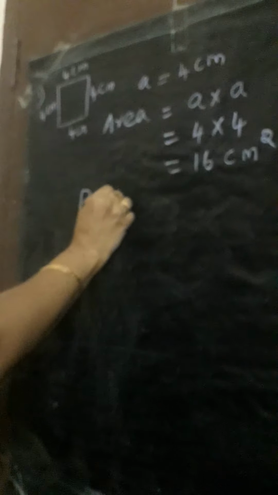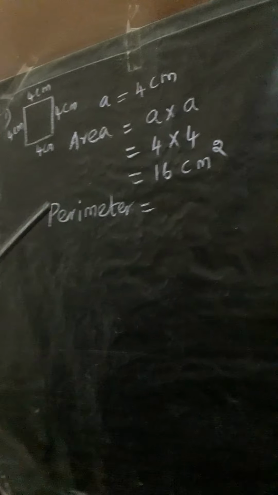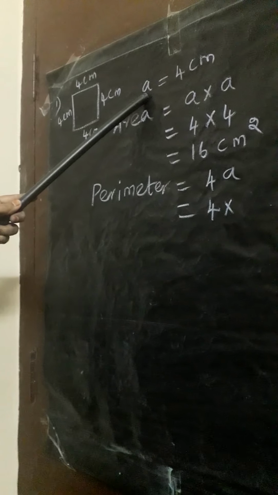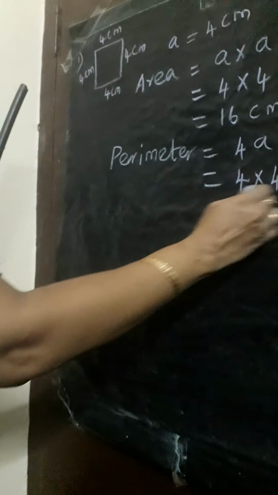Next you find the perimeter of the square. What is the formula for perimeter of the square? Perimeter of the square equal to 4A. 4 into side. So 4 into A. What is the value for A? A equal to 4 centimeter. So you substitute the value. So 4 into 4. 4 4s are 16 centimeter.